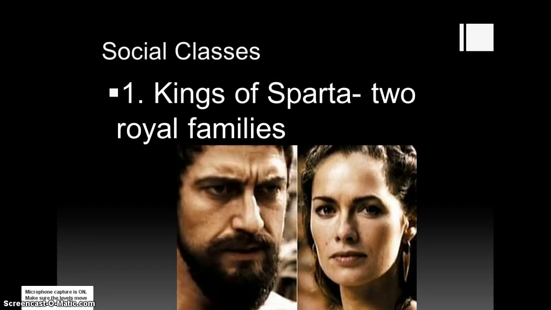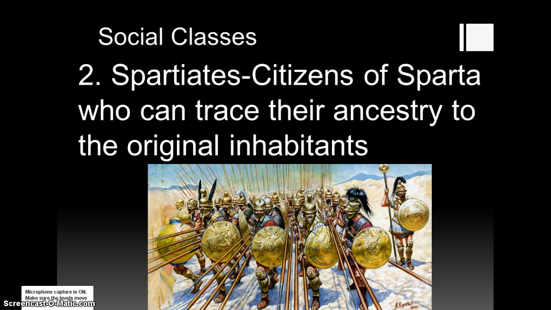Which leads us to the four types of social classes in Sparta. So at the top, the most powerful social class would be the kings, so the royal families. And then the second social class, which is bigger, it's the citizens of Sparta who can say that their family was there originally. So you cannot be a foreigner, move to Sparta, and be in the top two social classes.